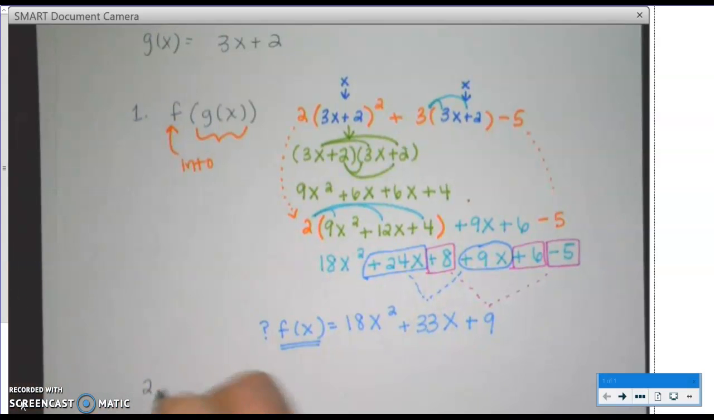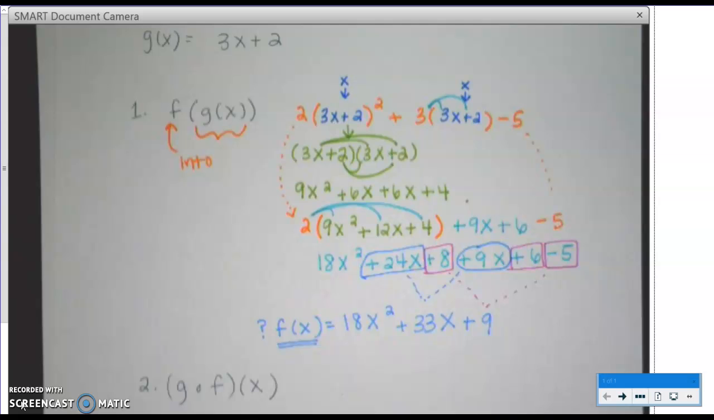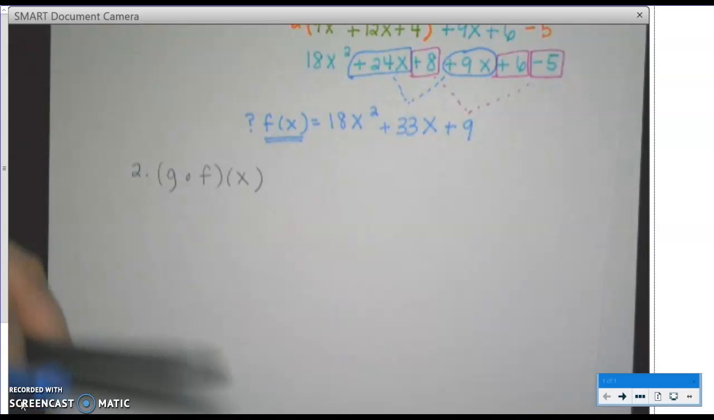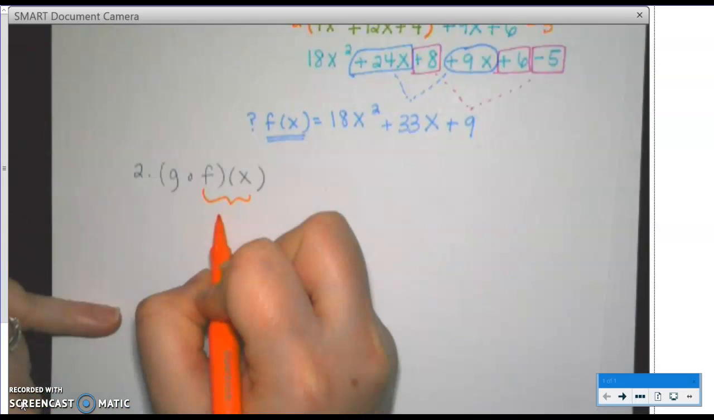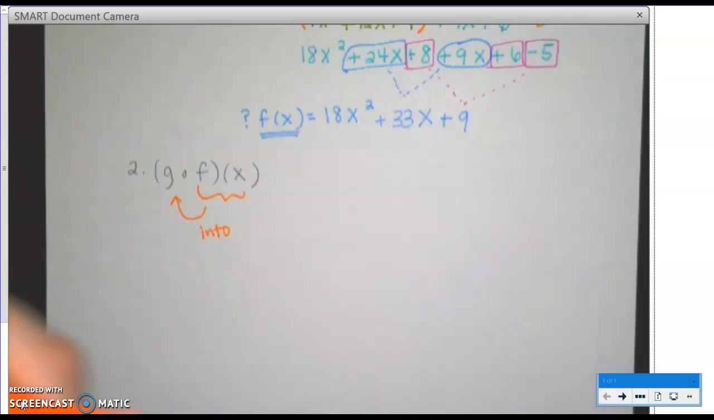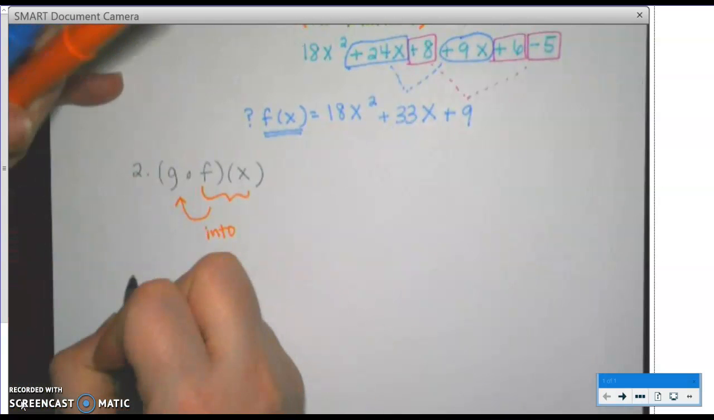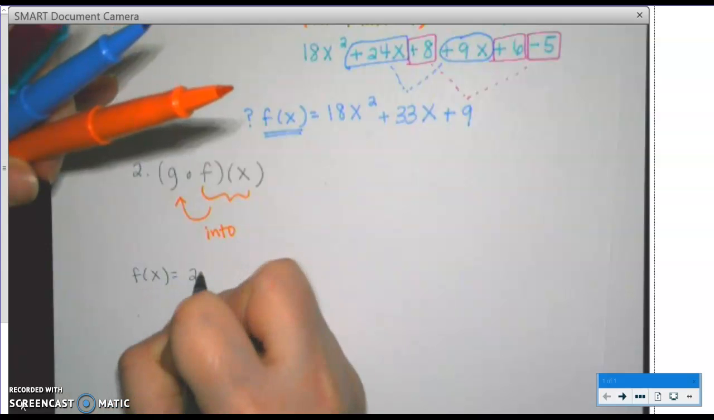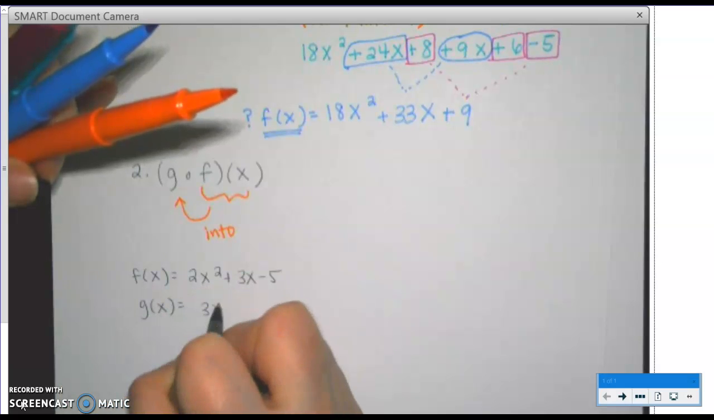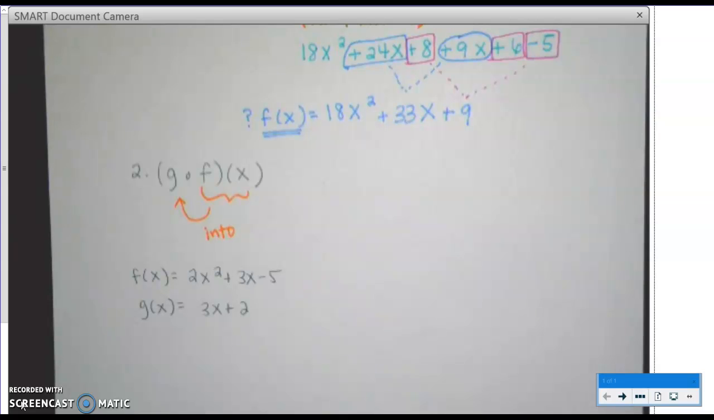Now using the same, and I'm just going to use the different notation. If we do it the other way, then this would mean that we want to put f of x into the g of x rule. So I'm going to write the rules down here so I don't have to keep sliding back up. So f of x was 2x squared plus 3x minus 5. G of x was 3x plus 2. So now I'm going to be taking f of x and putting it into g of x.